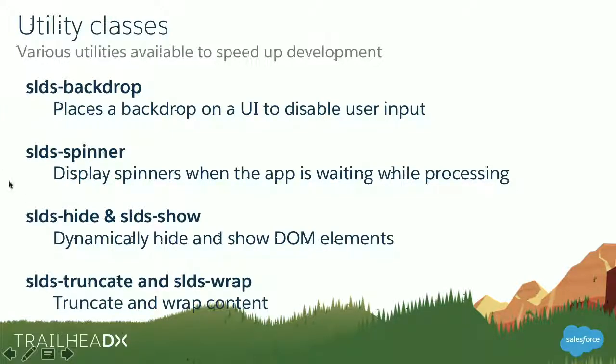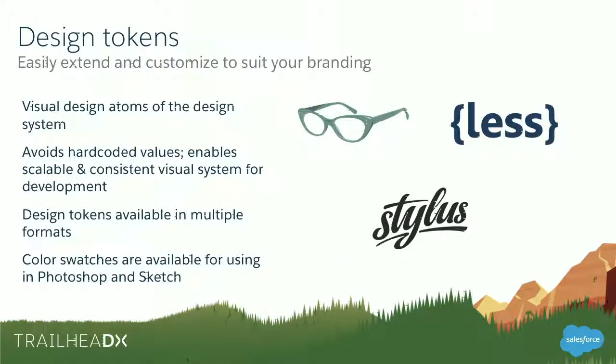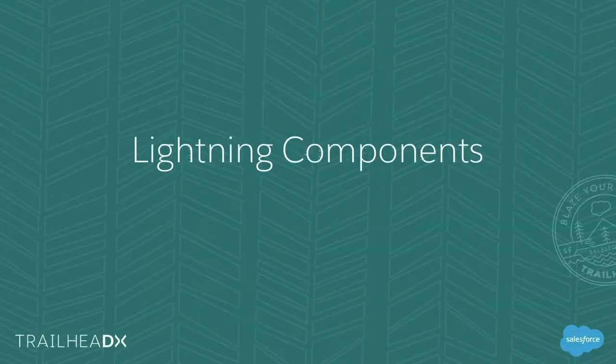Okay? SLDS hide and SLDS show, it's very useful when you already have a bunch of elements rendered on the screen and you want to show and hide on demand. Truncate and wrap. Again, if you have long text, you can either wrap them or truncate them. So that's useful as well. We talked about design tokens. We provide tokens for Less and Sass, but if you have to use one, use Sass, because that's what we use internally. So that would be our recommendation.